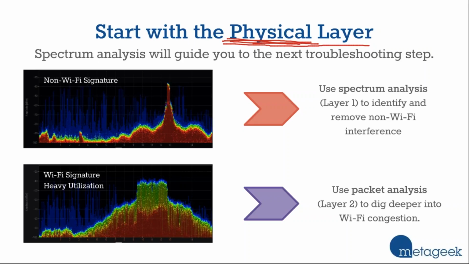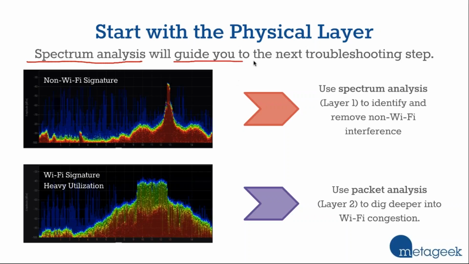With Wi-Fi, we want to do the exact same thing. We want to quote-unquote test the cable, and we're going to do that with spectrum analysis. A spectrum analyzer shows us all of the raw radio frequency activity in our environment, and that's going to guide us to the next troubleshooting step.